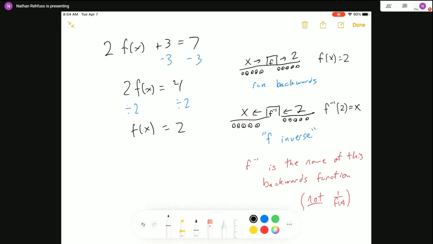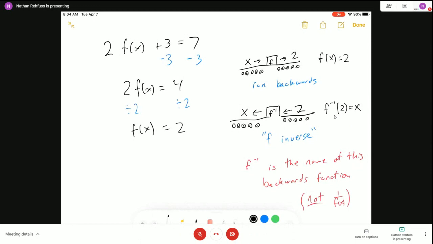This is like saying x is the number I'd have to plug into f to get 2. When I write f inverse of 2, I'm asking, what number do I have to plug into f to get this 2? And the answer is x. So far, so good.